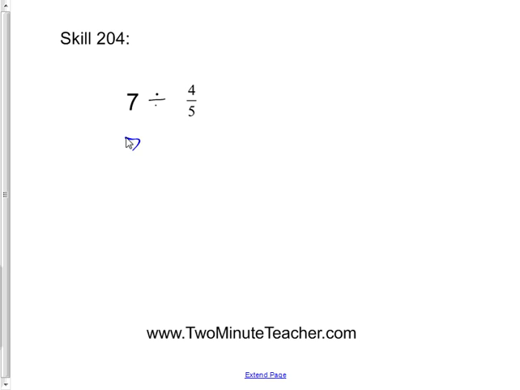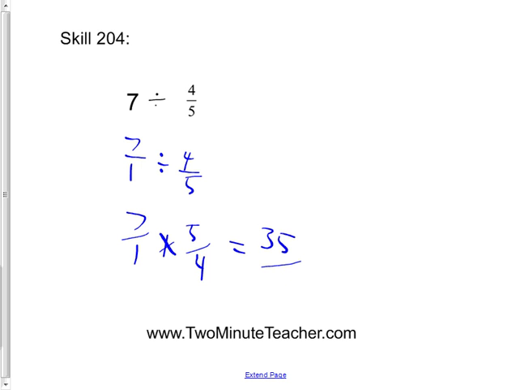Okay, so this 7, I'm just going to make it 7 over 1. And then divided by 4/5. That, you just go back to your dividing fractions, which would be 7 over 1 times 5/4. You only flip the second one. Final answer, 35 over 1 times 4 is 4.